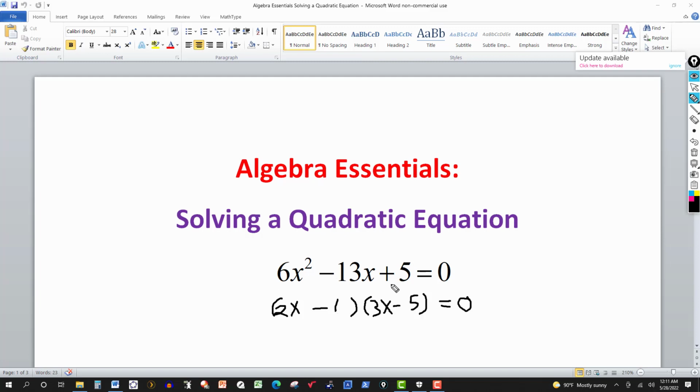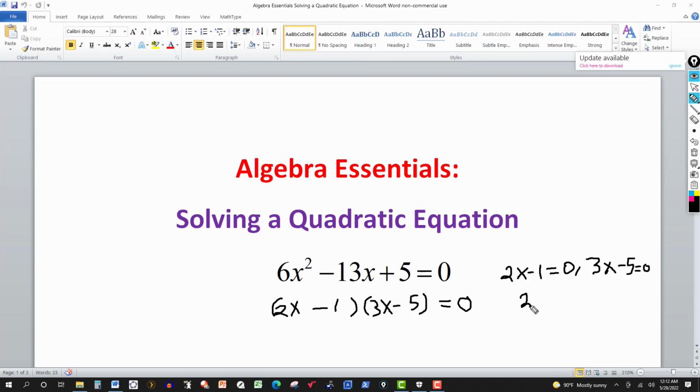1 is positive 5. Once you have the factorization done, the product of 2 factors is 0 if one or both factors is 0. So you simply set each factor equal to 0. So 2x minus 1 can be 0, or 3x minus 5 can be 0. And then you have 2 linear equations now.